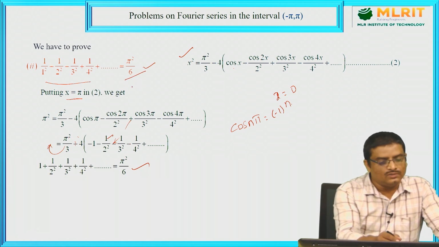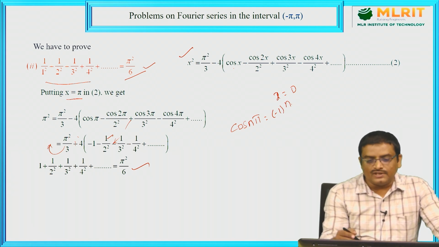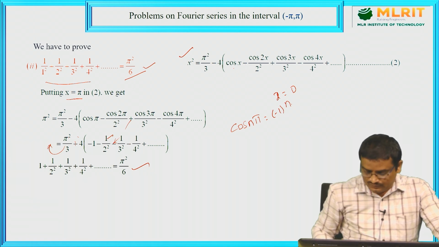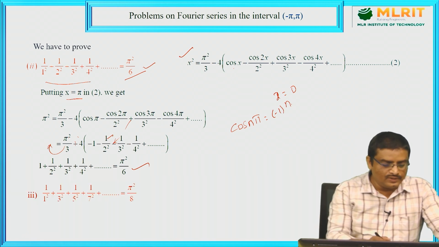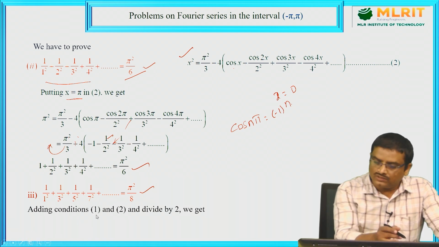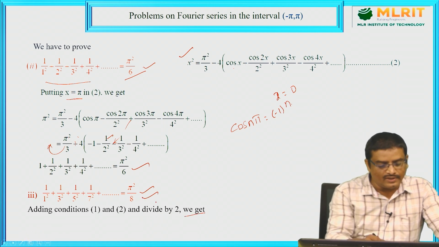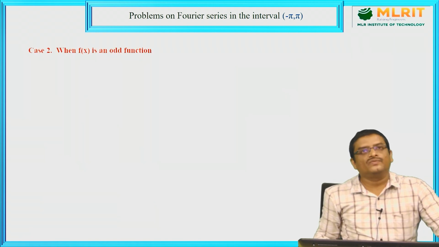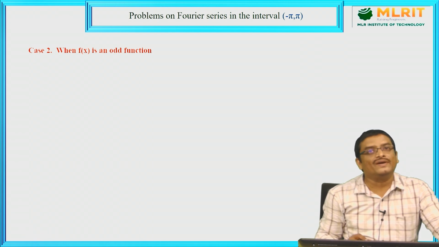So this we got by substituting x is equal to pi in the Fourier series of our given function. So now we got two deductions here. Now by using these two deductions, we can prove the third one. The third one is this. In order to prove this third one, I want to add the first condition and the second condition and then divide by 2. We can get our required condition here. Okay, so this is the way how we can find the Fourier series for an even function, and by using that Fourier series, we have seen how to deduce the given conditions here.